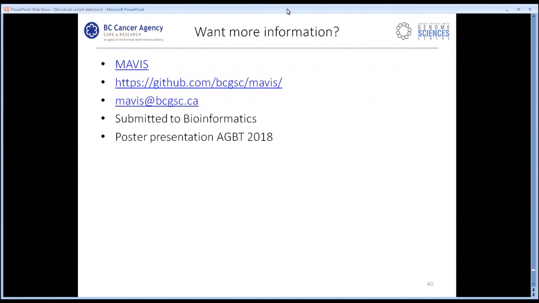So this is a tool that we've created, and if you want more information on this, it is open source. The tool is MAVIS. It is available on GitHub. We have a user support group who is able to answer any questions that you may have that is not part of the documentation, or any issues you may have installing the software. We have recently submitted this tool to Bioinformatics, and we are presenting this at AGBT 2018. So this is definitely available for anybody who is interested in looking at this.